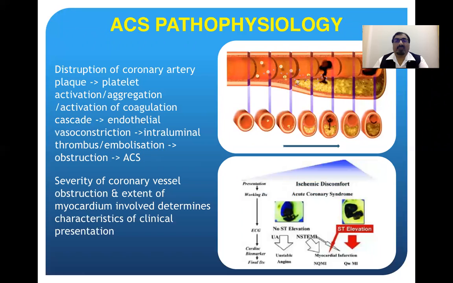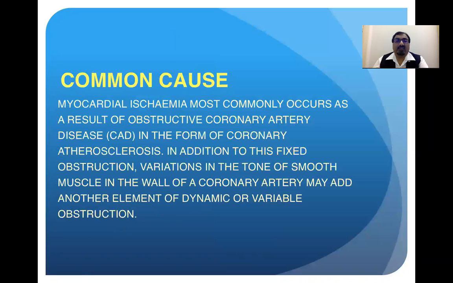And on top of it, there are neurohumoral mechanisms, and there is vasoconstriction, and this intraluminal thrombus ultimately obstructs the whole of the coronary artery and produces an acute MI. Severity of the coronary vessel obstruction and extent of the myocardium involved determine the clinical presentation. The acute MI may be as small as 10 to 12 square millimeters, or it may be a large MI. So it depends on the person to person and also the underlying comorbidities.